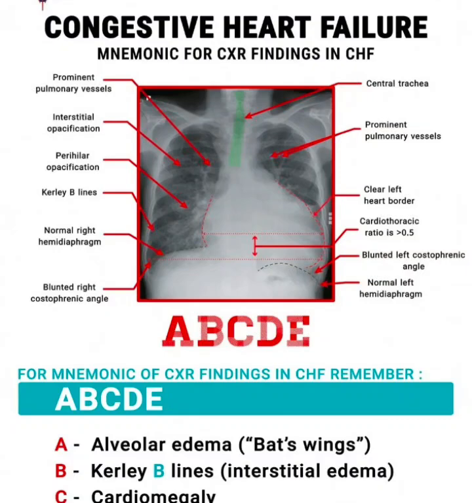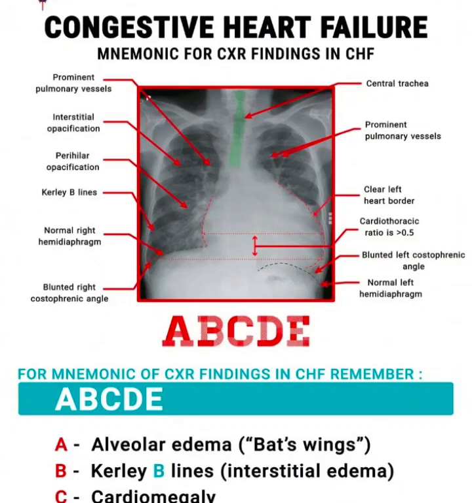Now coming to the investigation. On investigation, you will go for the chest X-ray. In chest X-ray, you will find lot of findings which can be remembered with the help of mnemonic A, B, C, D, E. A stands for alveolar edema. B stands for special curly B lines, which are perpendicular to the pleural surface. C stands for cardiomegaly. The CT ratio is increased. D stands for dilated prominent pulmonary veins. E stands for pleural effusion.